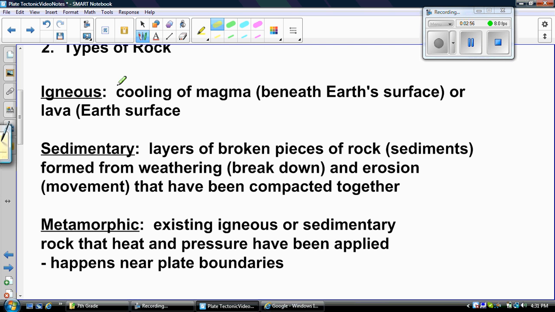So, some key words. Igneous rocks come from the cooling of magma or lava. Sedimentary rocks form from sediments that have been compacted together. The sediments were created by weathering and erosion. Okay, metamorphic rocks are already existing rocks where heat and pressure have been applied.